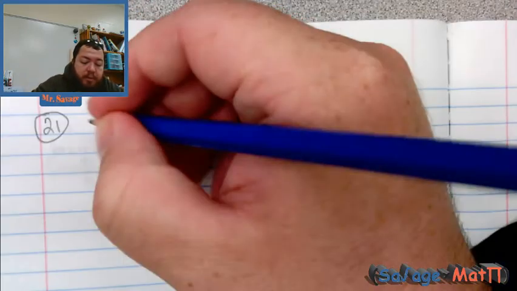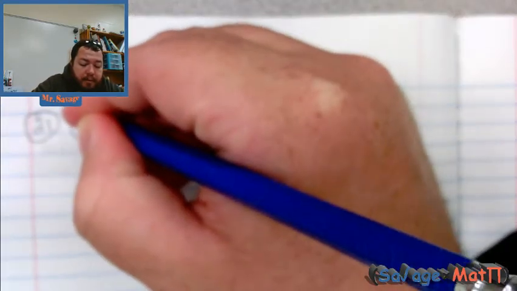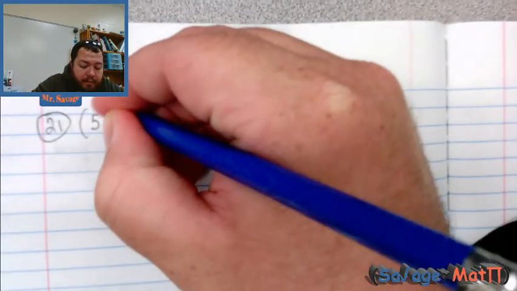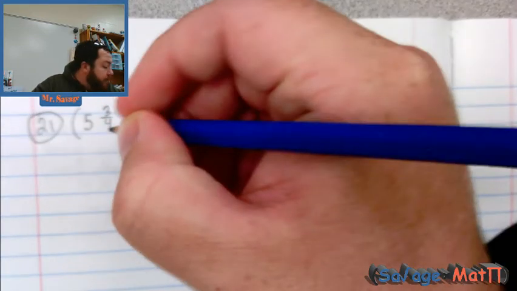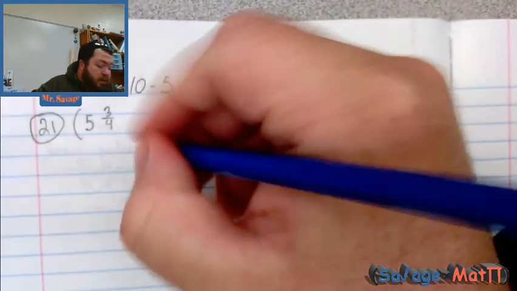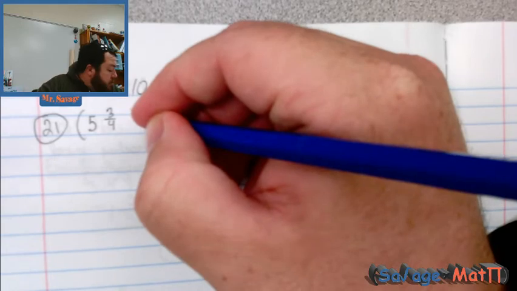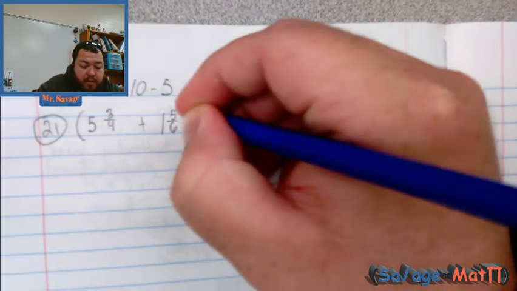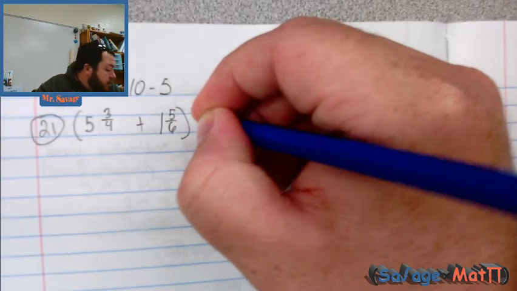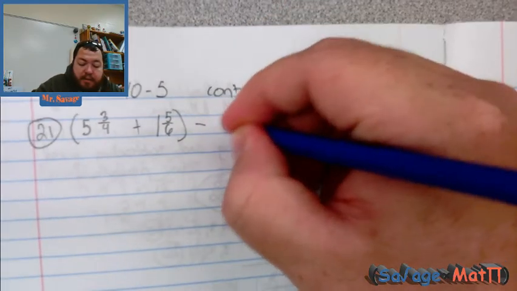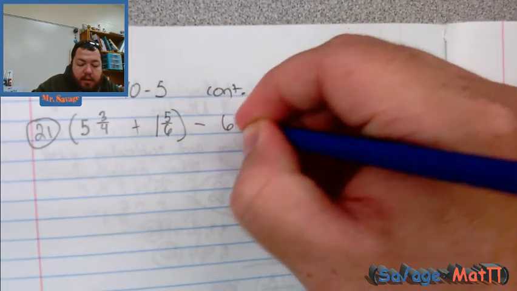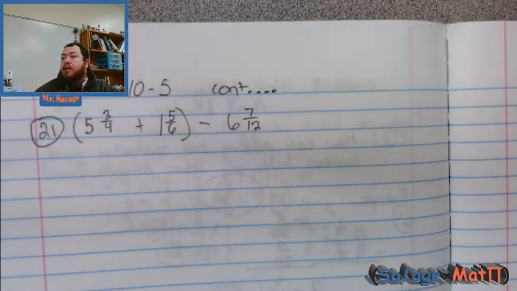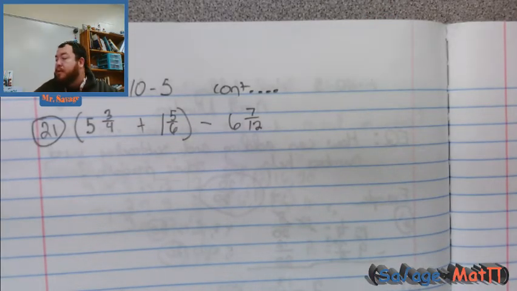So number 21 is parentheses 5 and 3 fourths plus 1 and 5 sixths parentheses minus 6 and 7/12. Now, this is one of the errors I would like to point out to begin with.